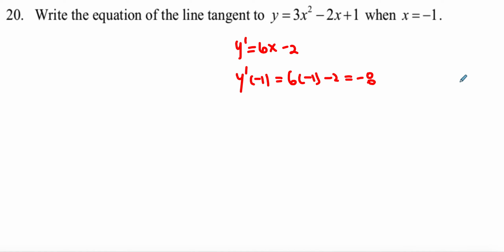That's my slope. Then what is the y value? The y value is simply plugging in negative 1: 3 times negative 1 squared minus 2 times negative 1 plus 1.